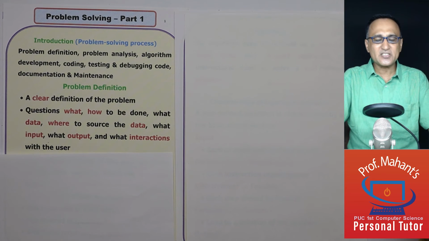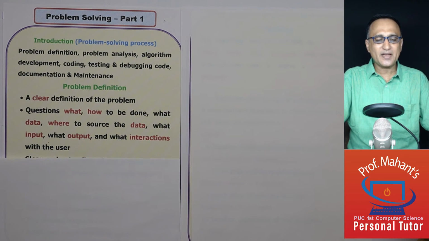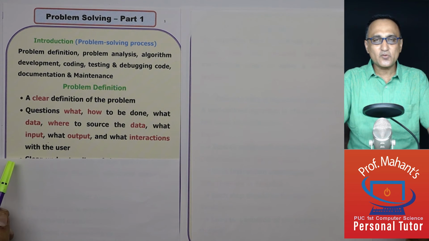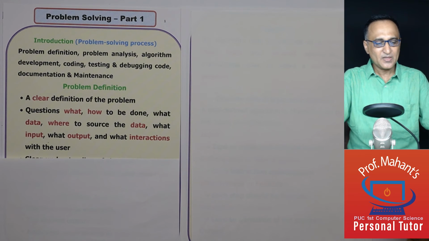What are the interactions it should do with the user? The two interactions it should do with the user are: in the first interaction, it should ask the user to enter the length of the three sides A, B, and C. And finally, what is the last interaction? It should print the result on the screen.